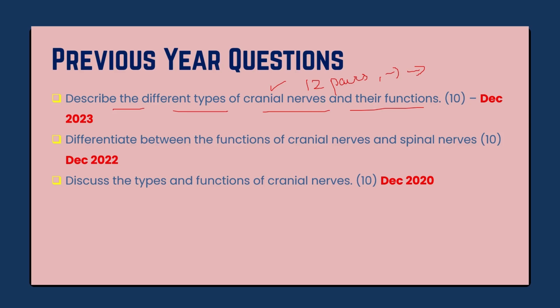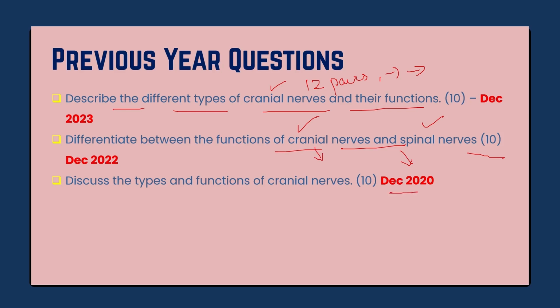Then December 2022, this question came. Differentiate between functions of cranial nerves and spinal nerves. Because it is a 10 marks question, you have to write in detail what are the cranial nerves, which are the cranial nerves, and which are the spinal nerves and their function. And the main difference that this arises from the brain and this arises from the spinal cord.